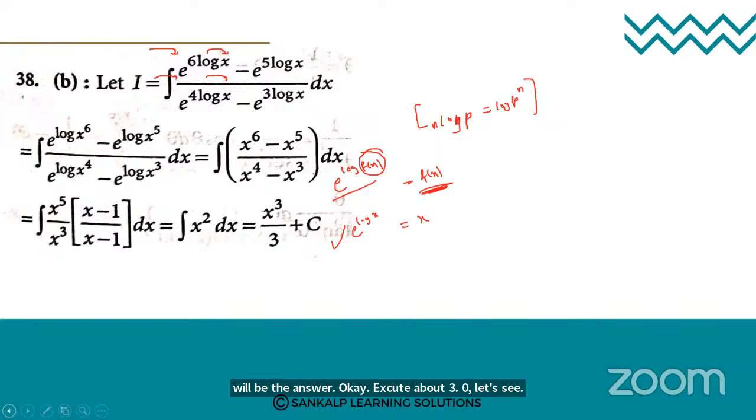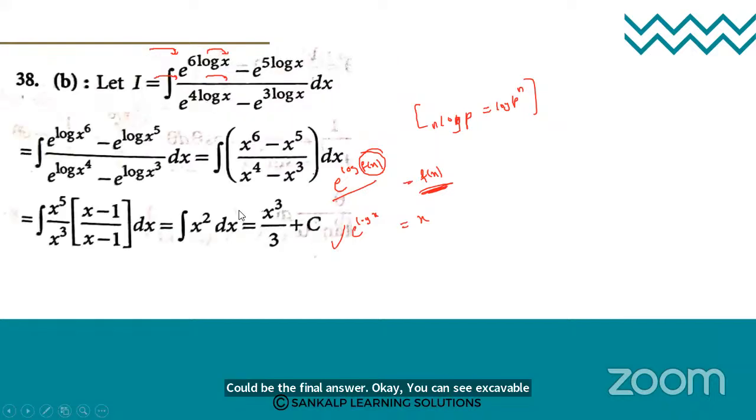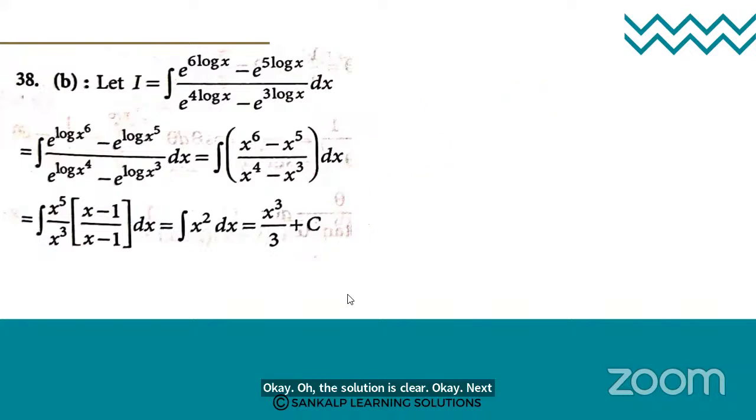So you can see x cube upon 3, so option B. The integral constant is not written in the option, only the value is written. x cube upon 3. Hope the solution is clear. Next, example number 39.